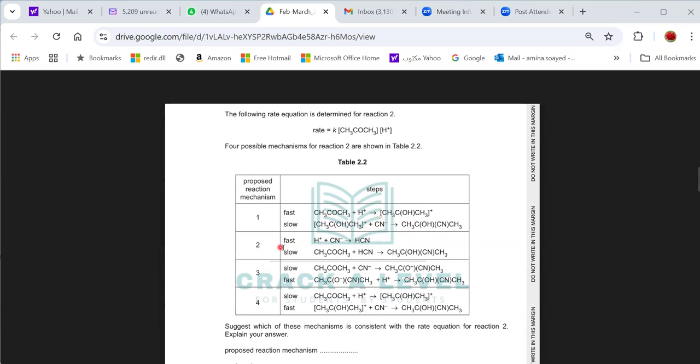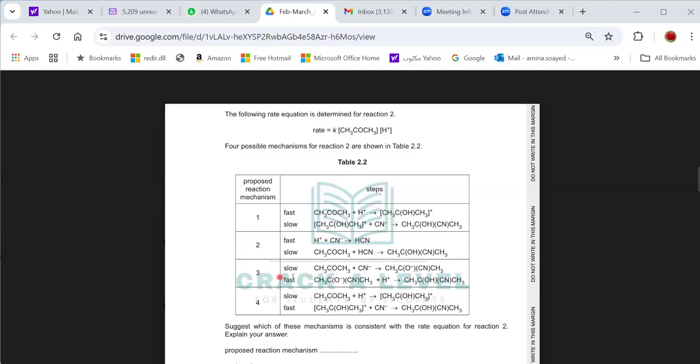If we look at the second one, we see also that in the first step, there are hydrogen ions and cyanide giving hydrogen cyanide, and then in the slow step, the hydrogen cyanide that was formed reacted with the propanone, which means also here that the rate is going to be equal to the concentration of the propanone times the concentration of H positive times the concentration of the cyanide. Of course, we do not take the hydrogen cyanide because it's just an intermediate. So the rate equals the concentration of all species that appeared before the slow step and are also included in the slow step. So this also is not correct.